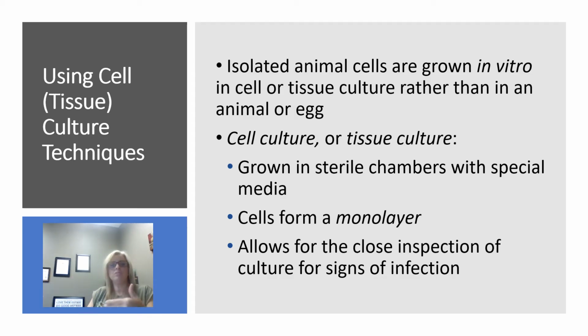So using a tissue cell culture like a HeLa cell, this is going to be a growth in a sterile chamber that's going to have a special medium that has the correct nutrients needed for the cells to survive. Cultured cells form a mono or single layer of cells that support viral multiplication. And this allows for close inspection of culture for signs of infection.